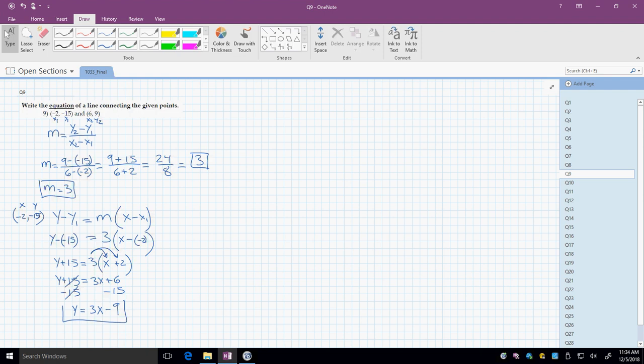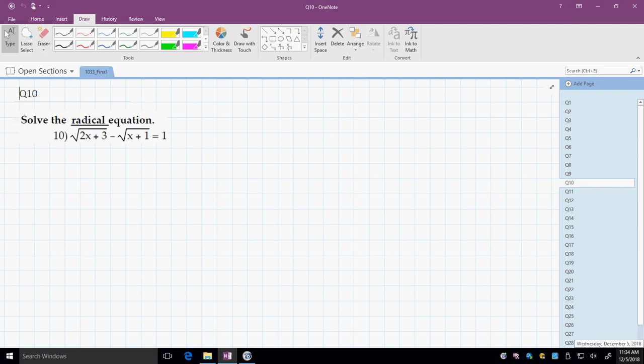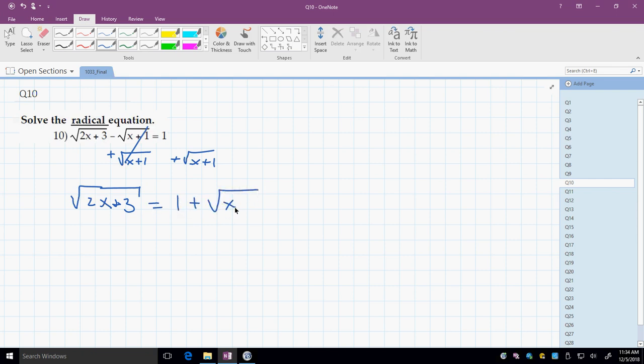Okay, we're going to number 10. Solve the radical equation. The first thing that I'm going to do is isolate one of the radicals to make it a little bit easier. I'm going to add to both sides of the equal sign a square root of x plus 1. So it cancels here. Now I have the square root of 2x plus 3 equals 1 plus a square root of x plus 1.